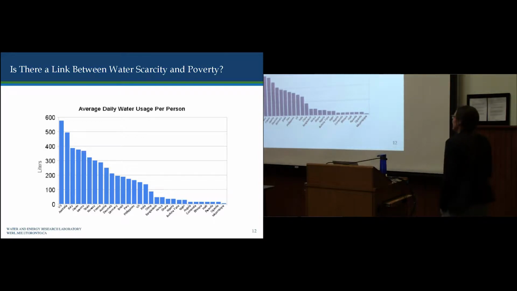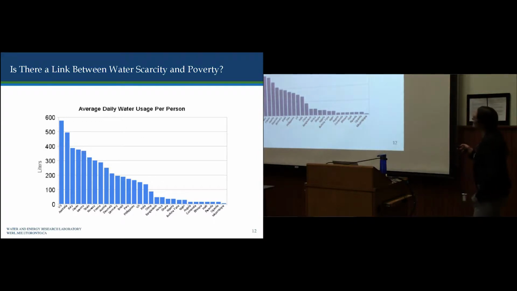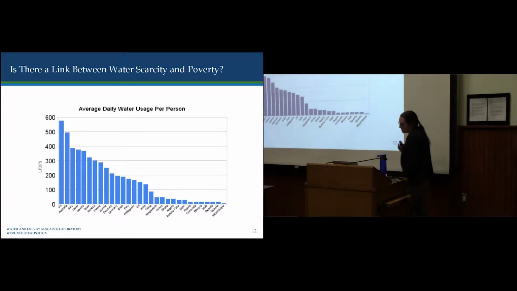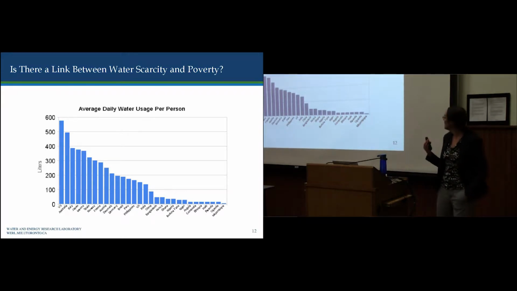So this is showing water usage for these different countries. What you'll notice is all the countries which are over here on the plot are all low-income countries. So there's a strong link between access to water, actual use of water, and poverty, right?